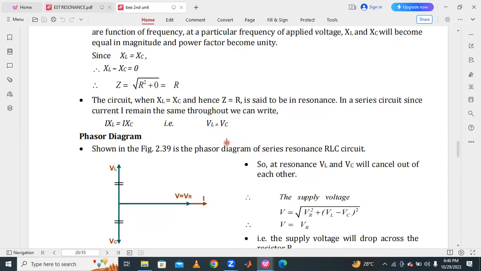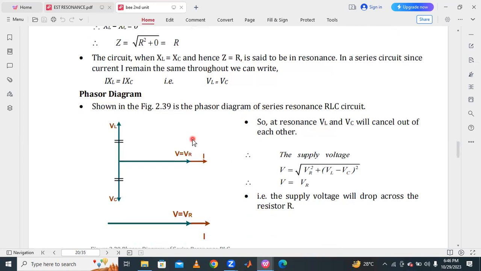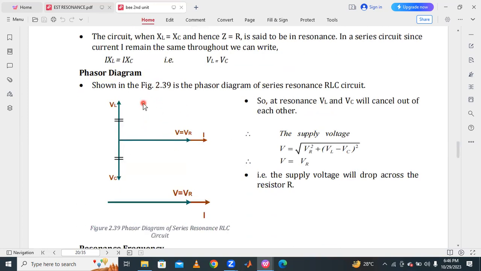From the phasor diagram, we can understand the situation under resonance condition. Under resonance condition, VL and VC are of the same magnitude but opposite sign, VL in this direction and VC in this direction. Same magnitude and opposite, that's why VL minus VC is equal to 0. So at resonance, VL and VC cancel each other out.